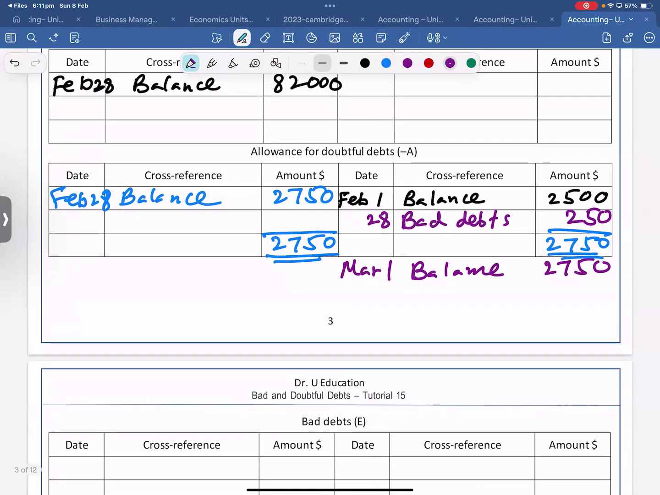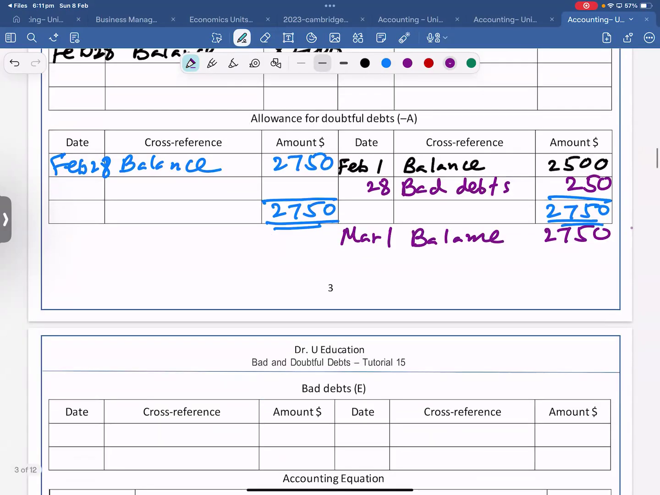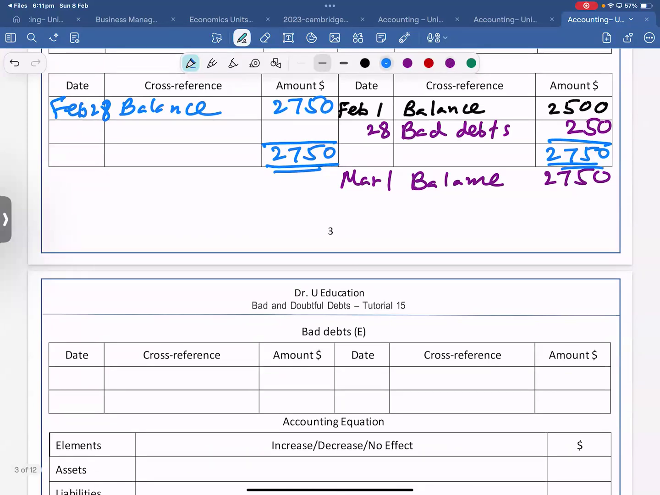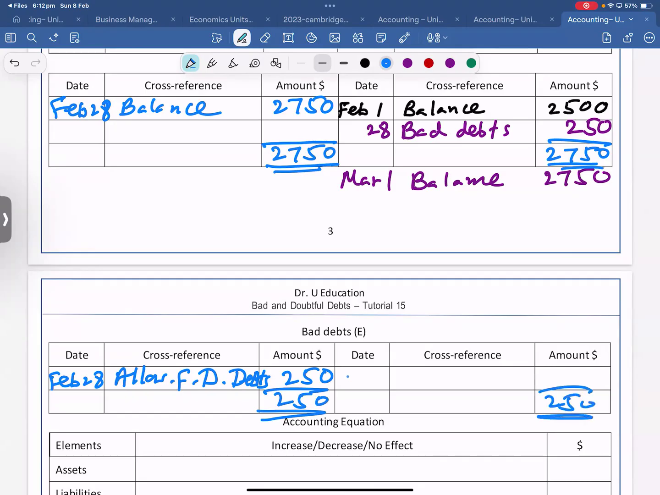Okay. Now we credited 250 and saying bad debts, guys. What do? Bad debts account will be, yes. Bad debts account. What do? You debit 250. February 28th, allowance for doubtful debt. Then what do we do for this 250? You are sending it to the profit and loss summary.